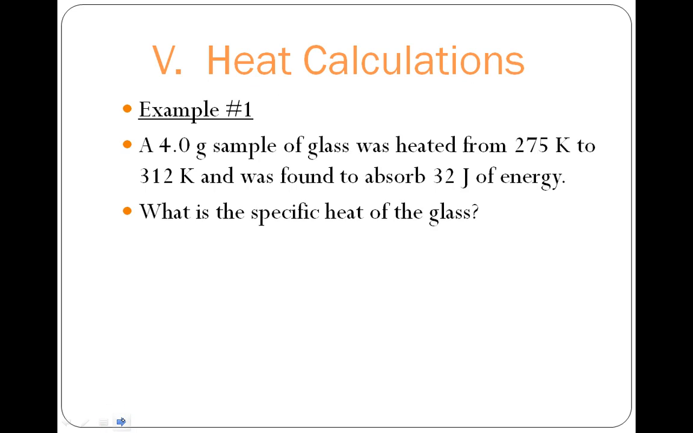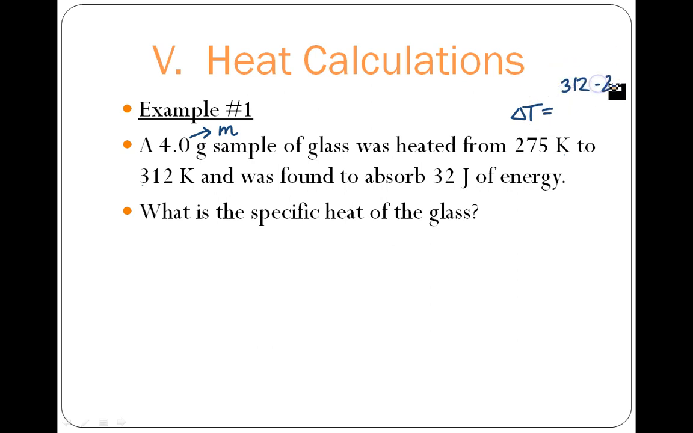Okay, I think we're ready to try a practice calculation, so let's dive right in here. In this example, we see that we've got 4 grams of glass, so grams is our mass. It is heated from 275 Kelvin to 312 Kelvin, so its temperature is going up. It's endothermic. It's going to have a positive Q value. Maybe right now we should find our delta T. How much does the temperature go up by?